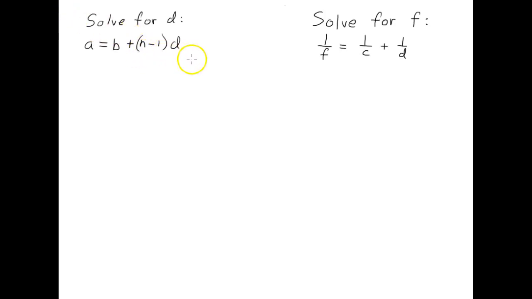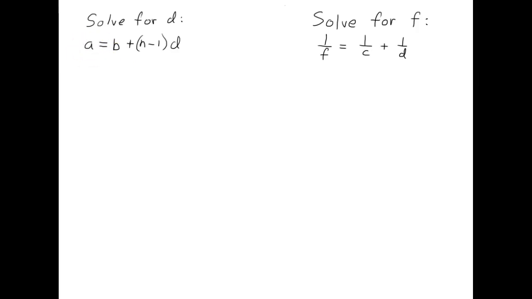In this video, we'll solve a couple of equations for some different letters. We have the equation a equals b plus n minus 1 times d. We want to solve this for d, so we want to isolate this d. So we're going to get everything over to the other side.